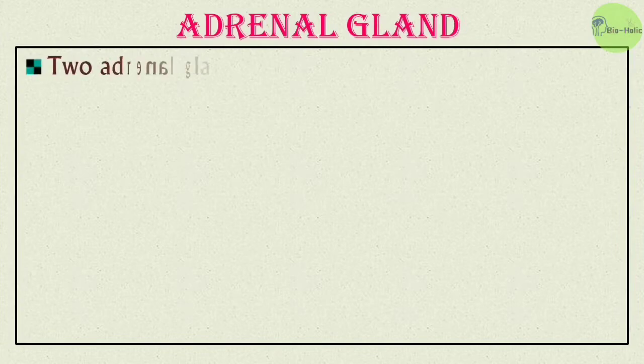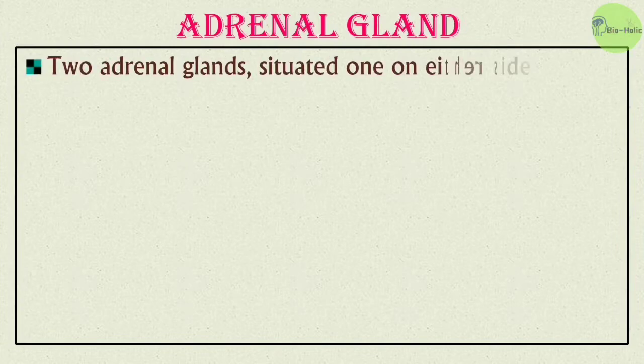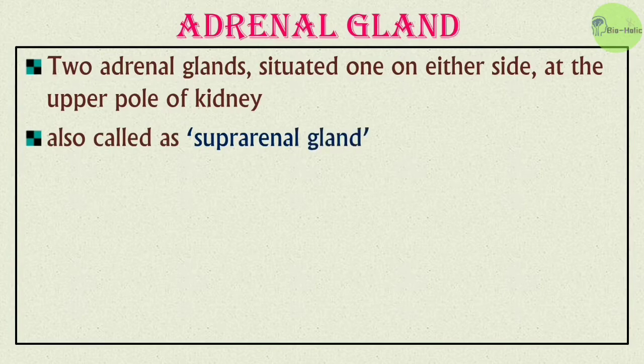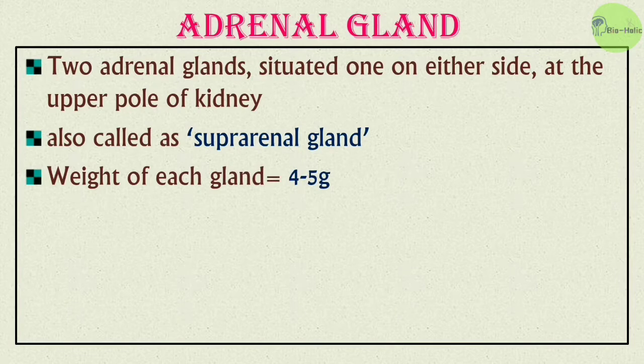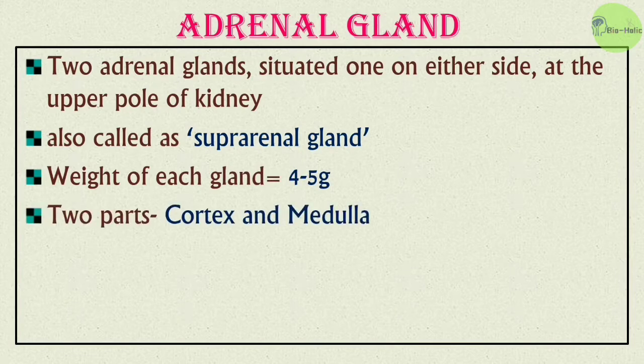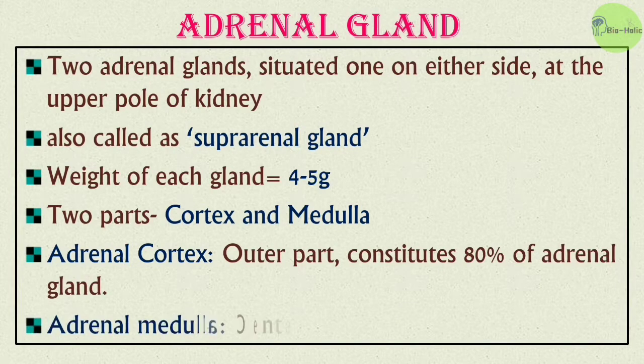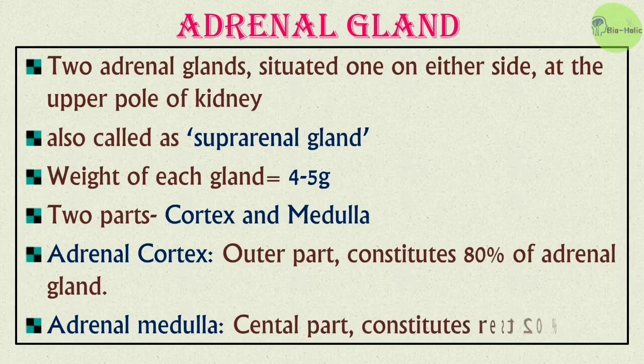We have two adrenal glands situated one on either side at the upper pole of our kidneys. It is hence also known as suprarenal gland. The weight of each adrenal gland is about 4 to 5 grams. The adrenal gland has mainly two parts, the cortex and the medulla. The adrenal cortex is the outer part, constitutes about 80% of the total adrenal gland, and the adrenal medulla is the central part that constitutes the rest 20%.